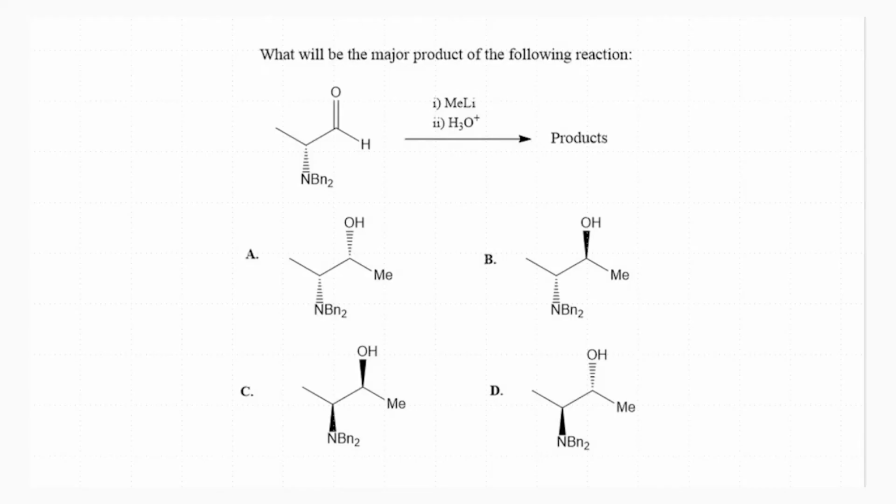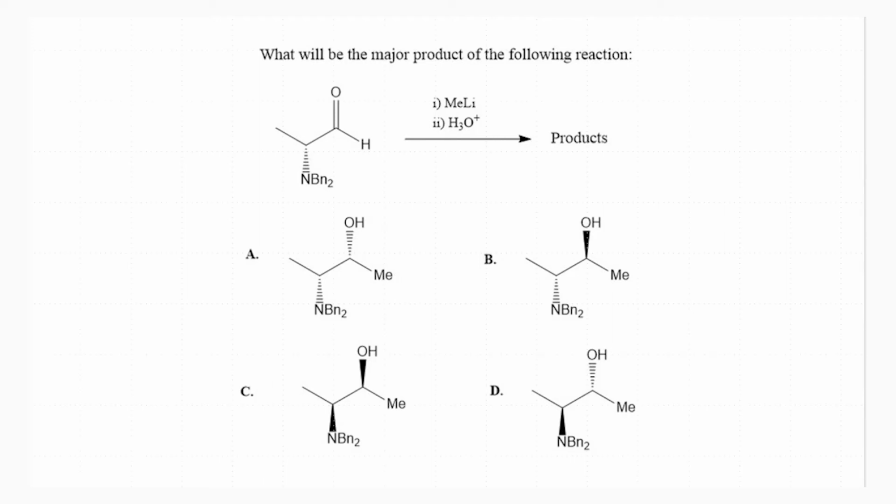So in this question, what we're going to look at is trying to predict the products that are formed. For the following aldehyde, what would be the major product that is formed when you add, as the first step, methyl lithium, and then as the second step, a source of acid? There are four choices given here, and we need to figure out what the correct product is.